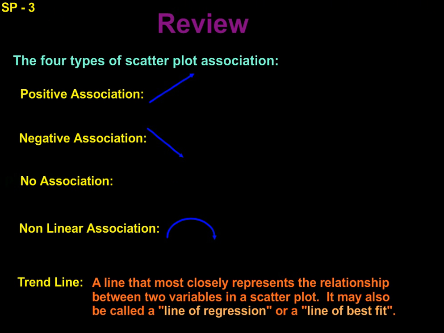The four types of scatterplot associations. You can have a positive association, where the data is going to be trending in an upward direction from left to right. You can have a negative association, where the data is moving in a downward direction from left to right. You can have no association, where the data is scattered all over the scatterplot, and there's no way to make any sense of it. And you can have a nonlinear association, which is going to result in one of the arcing type patterns.